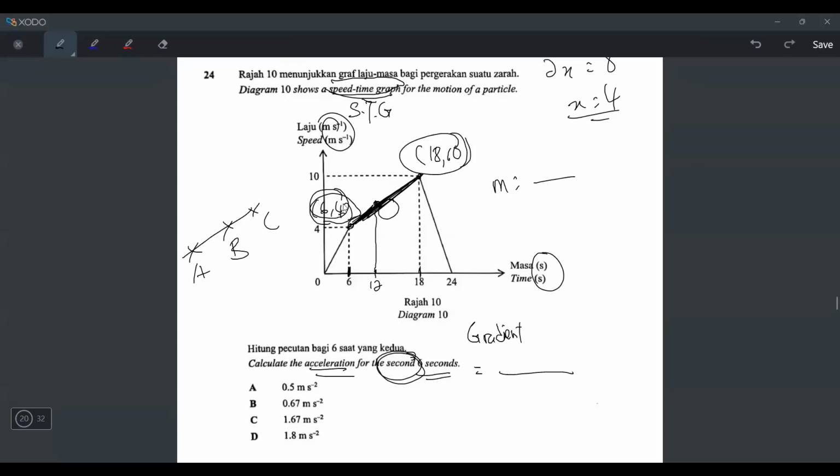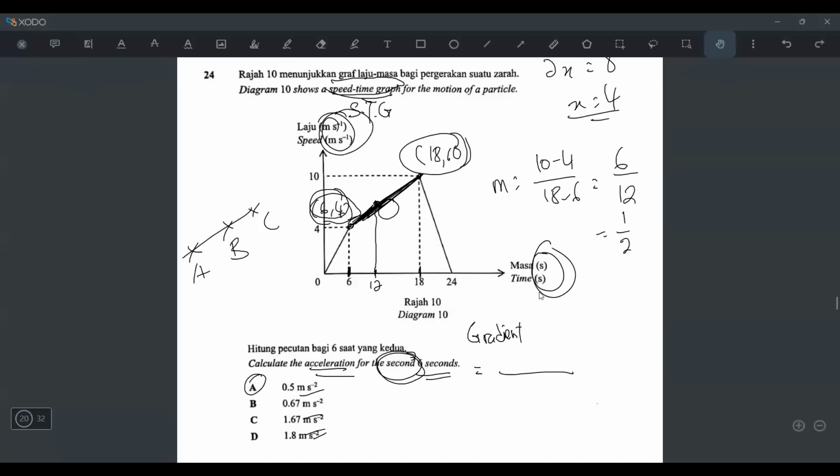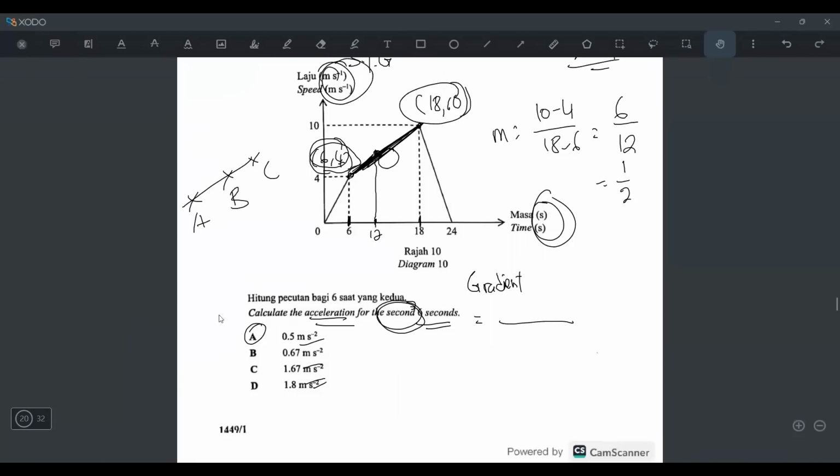So the gradient will be y minus y bahagi x minus x. So 10 minus 4 divide 18 minus 6, which is 6 over 12, which is 1 over 2, which is 0.5. So the answer is A. And the unit is ngam already. It's already m/s². And sometimes they will, how to say, want you to convert the unit also. Okay, maybe they want you to divide by 60, change to hour or something like that. But this one no need because the unit is already memang betul already.